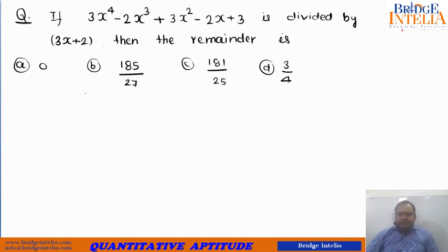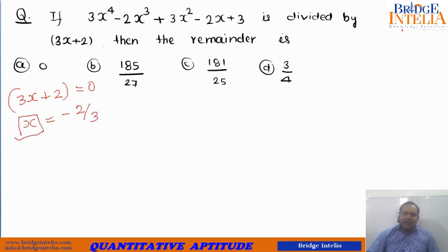Okay, now, if this expression is divided by 3x plus 2, then what is the remainder? So you are trying to divide it by 3x plus 2 and then you are trying to see what will be the remainder. How to solve this? So equate this to 0, you will get a value of x. So from here you can see that x comes out to be equal to minus 2 by 3. So now you put this value of x in the given expression, whatever will be the answer will be the remainder. In case you get 0 as the answer, then you can say that 3x plus 2 was a factor.